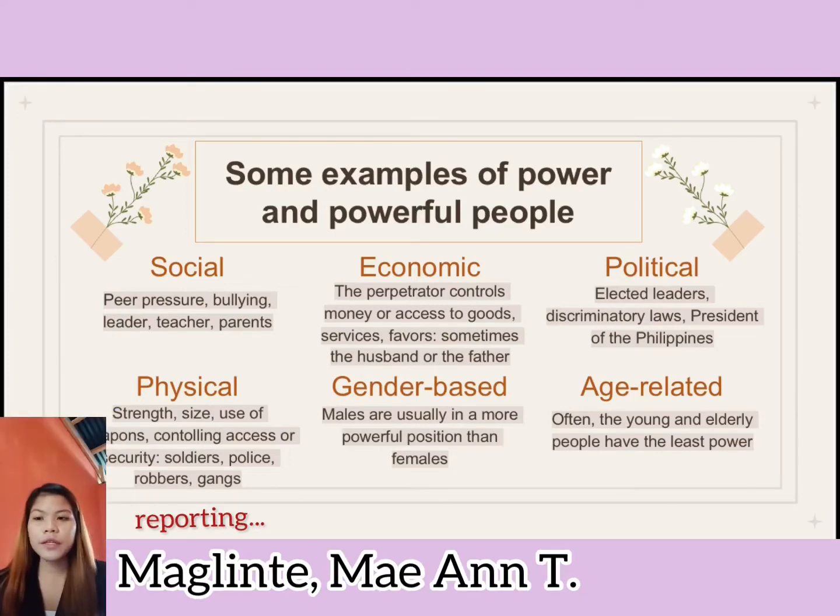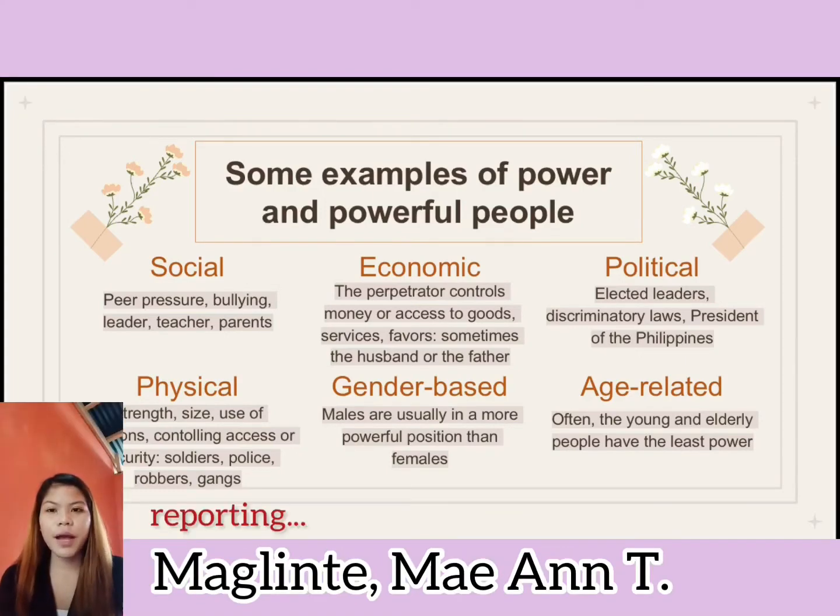Economic power. The perpetrator controls money or access to goods and services. Examples of these are sellers and manufacturers. Since they have direct access to goods or services, they can decide on the pricing of the product because they have direct access to those goods. And it sometimes favors the husband or the father. Usually, it is the father who is working in the family, so he is the one who earns the money. So he has power over that money. He can decide whether to give it to his wife, or direct his wife on what to buy with that money, or he may spend it on himself for his own benefit.